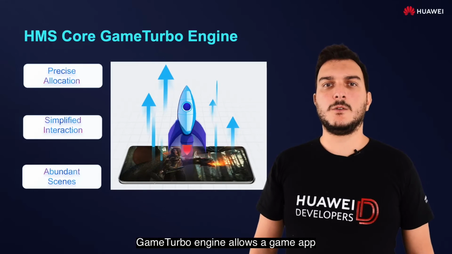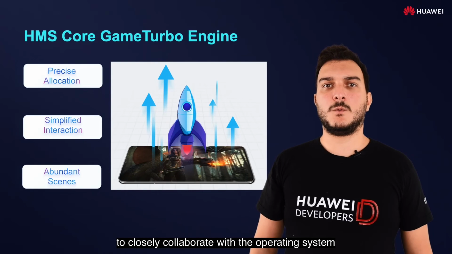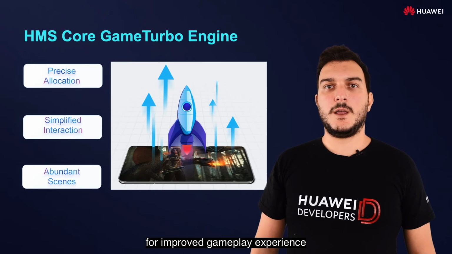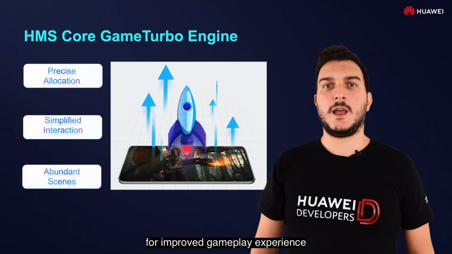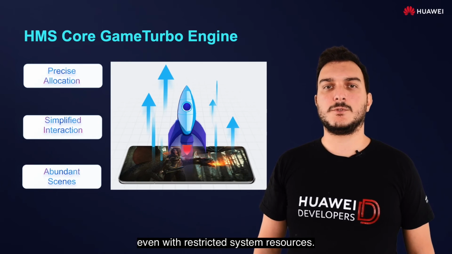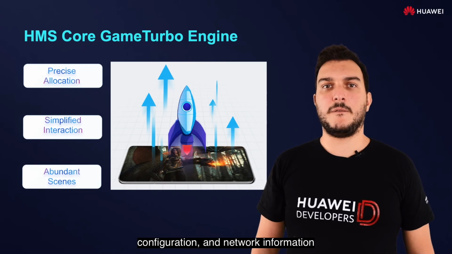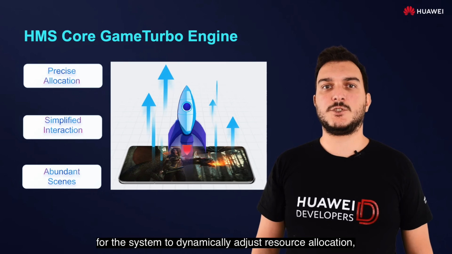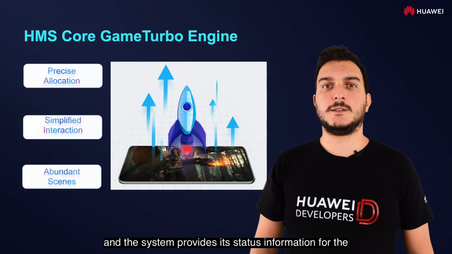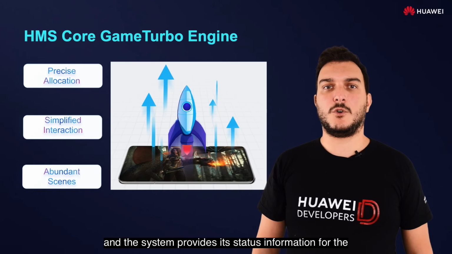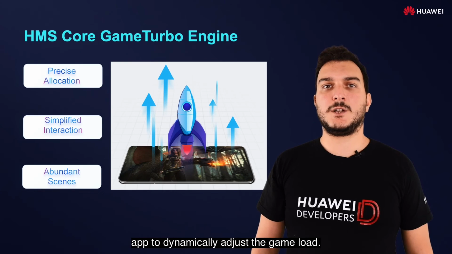GameTurbo Engine allows game apps to closely collaborate with the operating system for an improved gameplay experience even with restricted system resources. Specifically, the app provides elaborated game scene configuration and network information for the system to dynamically adjust resource allocation, and the system provides its status information for the app to dynamically adjust the game load.